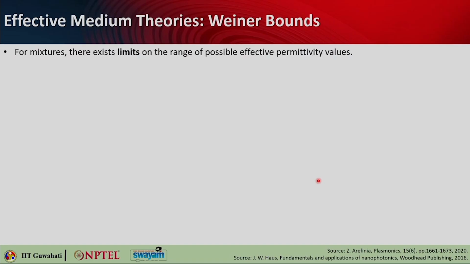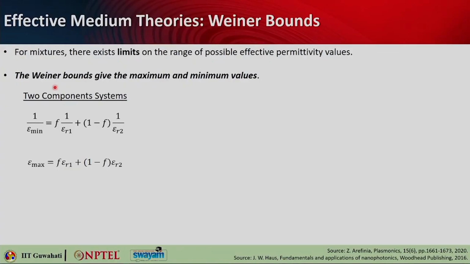As I mentioned, for mixtures there exist limits on the range of possible effective permittivity values. When you mix 2 or 3 different materials, you cannot get very abrupt or out of the world permittivity values. No, that is not possible. You can get some effective values which are limited by upper bounds and lower bounds. Those bounds are known as Wiener bounds. Okay. So, there are some formulas that help you find out the minimum permittivity and maximum permittivity.